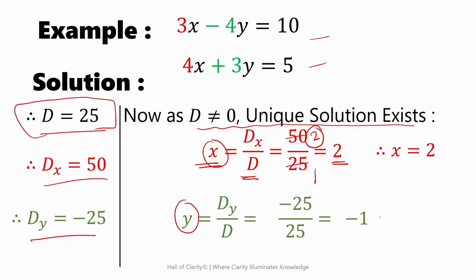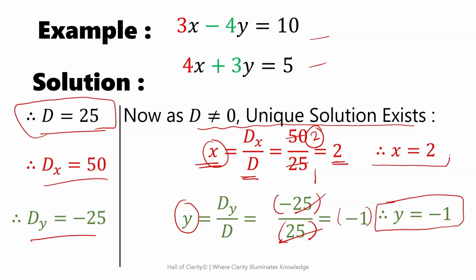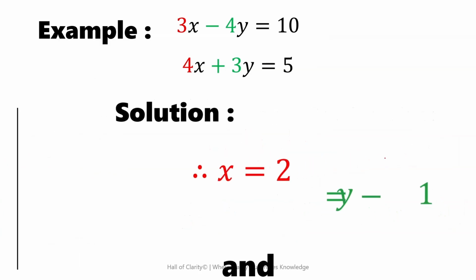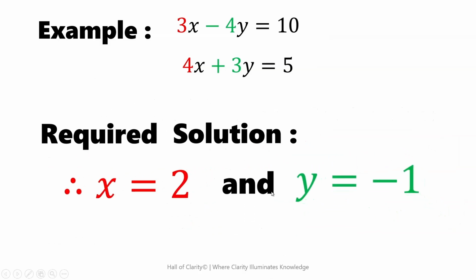So the value of x is 2, and the value of y can be found as Dy upon D. The value of Dy is minus 25 and the value of D is 25. So this 25 will get cancelled, and what will be remaining? This minus 1. So the value of y is minus 1. The value of x is 2. Then our final answer will be x is equal to 2 and y is equal to minus 1. So in this way, we use Cramer's rule to find the solution of simultaneous equations with two variables.